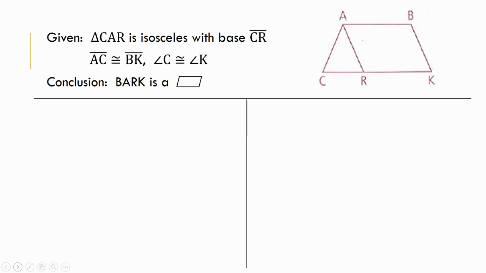Okay, let's take a look at this next one. We are given that the triangle CAR is isosceles with a base of CR.